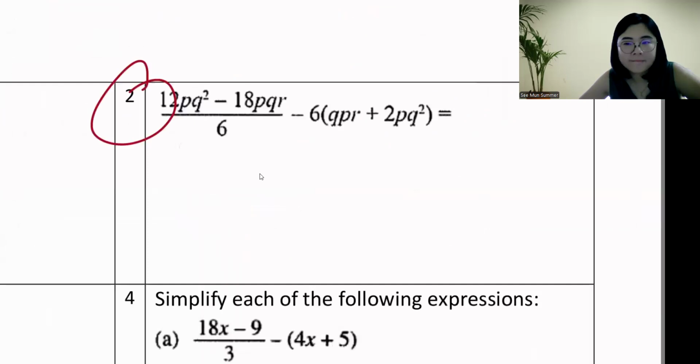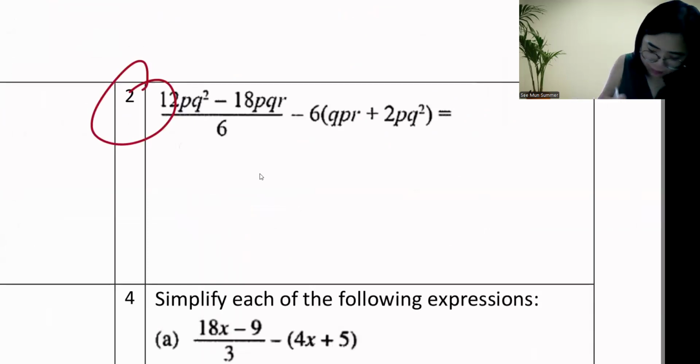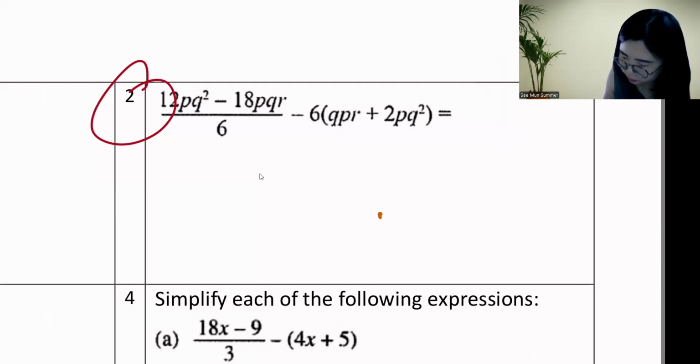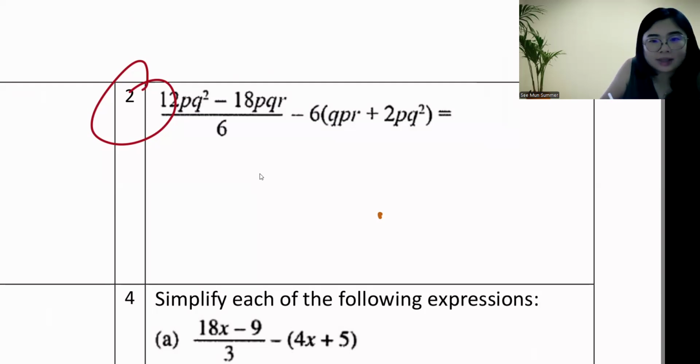Okay, let's try again. Just a quick revision now, and also make your muscle in math better. So how should we do it? First thing first, we have to settle this 6, right? So we need to factorize.